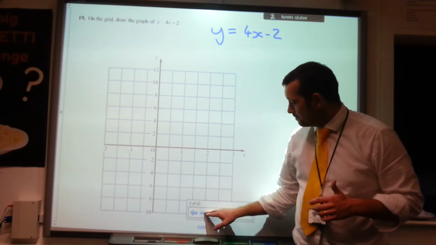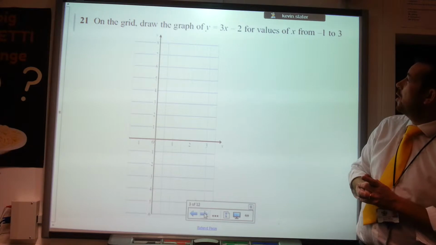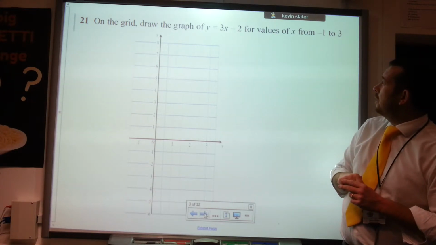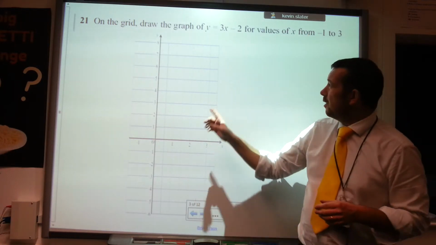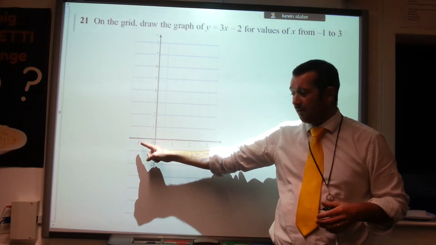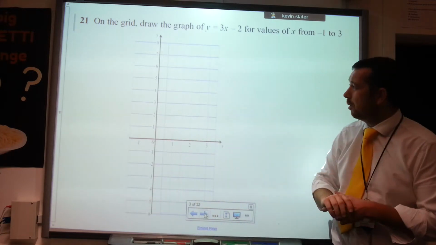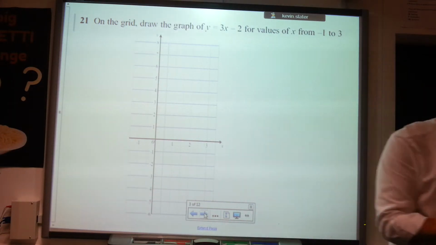Okay, let's have a look at the next one then. So on this one, you've got to draw the graph of y equals 3x minus 2 for values of x from minus 1 to 3. And all that means at the end here is that's all you can draw on your graph. You've got minus 1 there and 3 there. That just means you're going to just draw your graph as normal. But again, here's some space to create your table. Okay, so give that one a go.